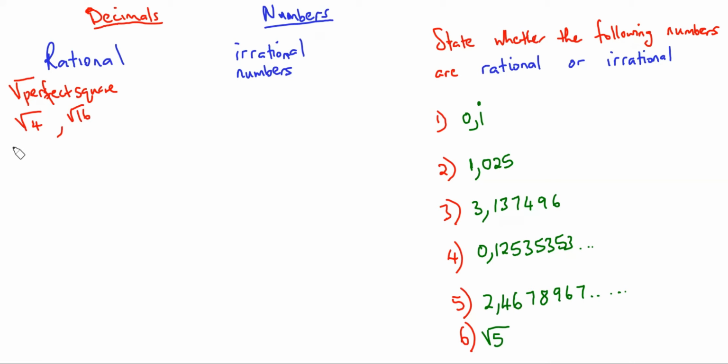What about cubes also? Perfect cubes, meaning the cube root of 27 is also a rational number. What about decimals? When it comes to decimals, they need to be terminating.